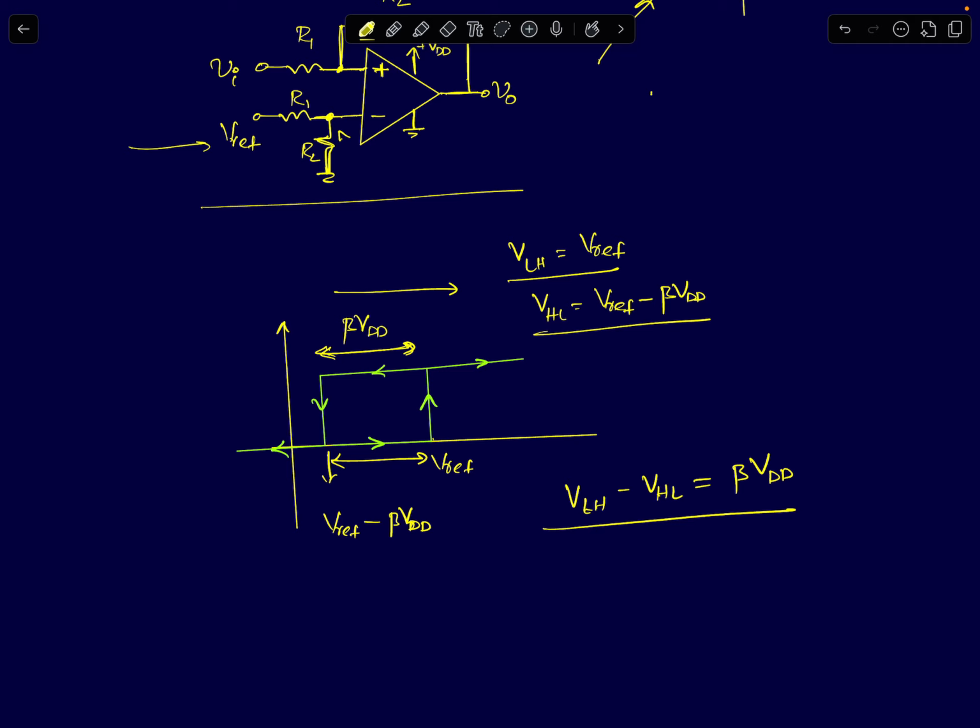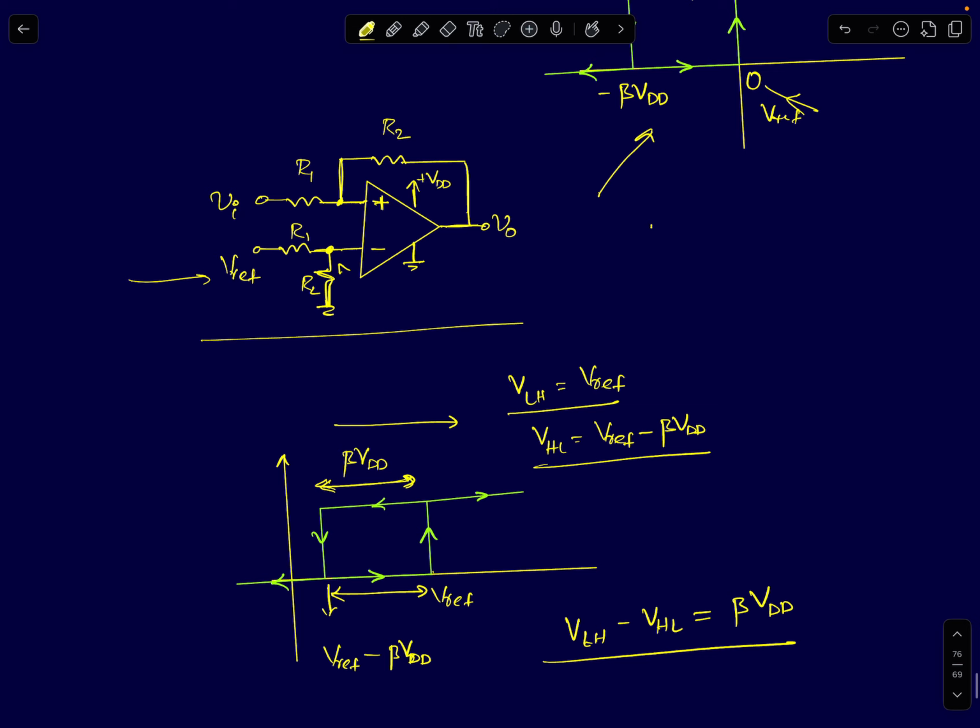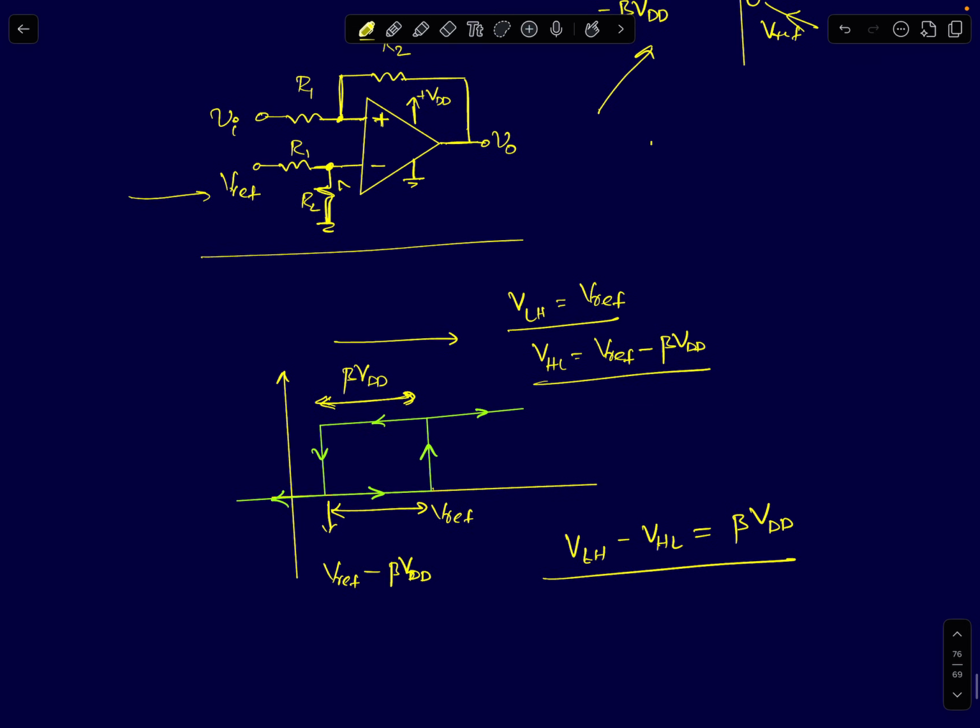So that's how you should do it. In case you are given a single supply system, the way in which you build a Schmitt trigger for a single supply system is by taking the circuit for a dual supply system and adding an offset voltage to it. That's the way you go about it.